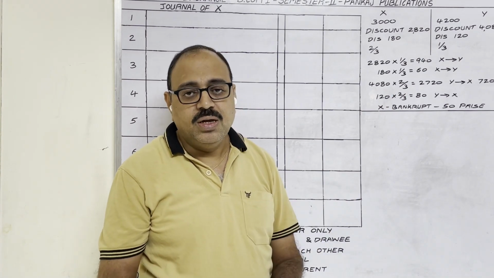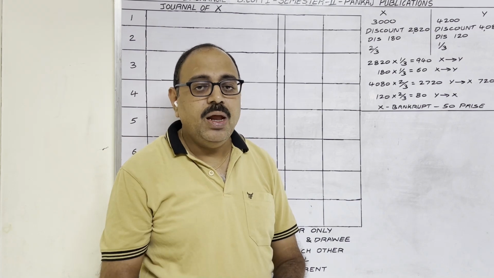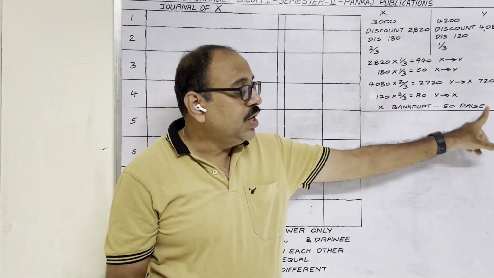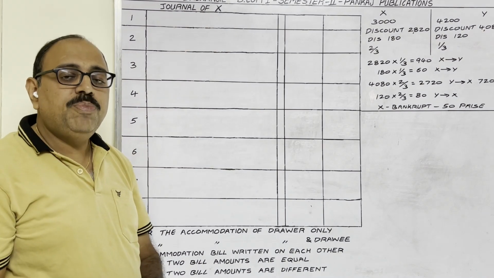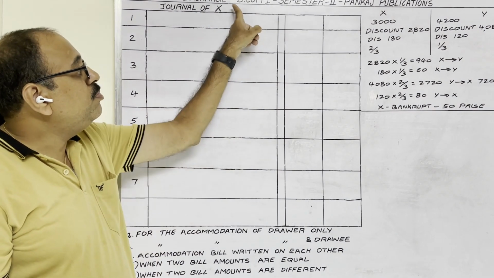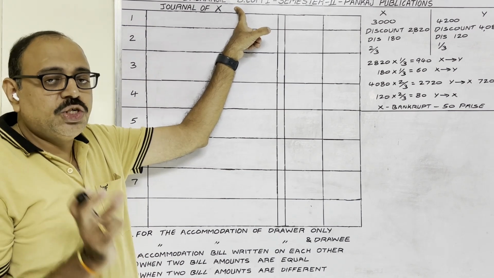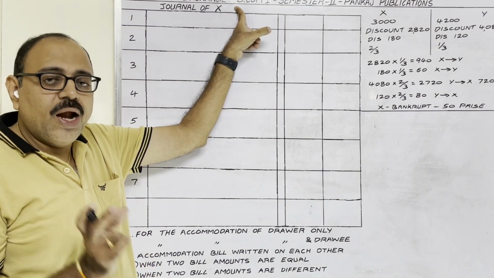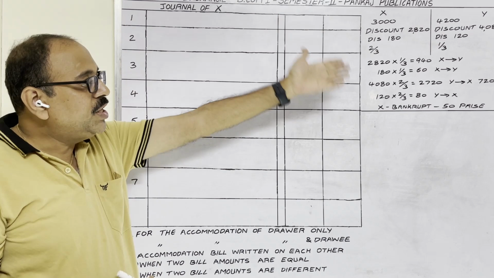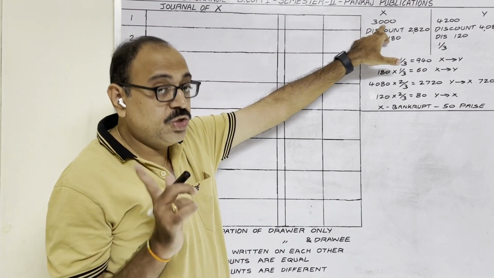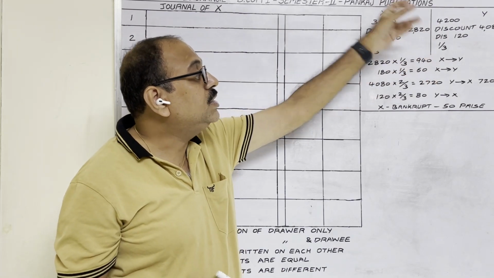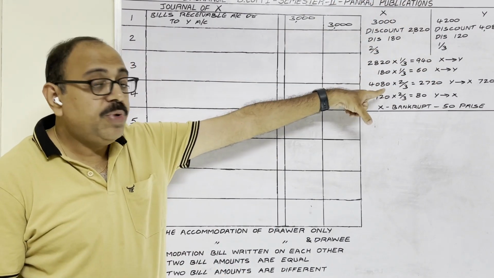This is the question. And what is it asking us to prepare? Journal of X, journal of Y. So first let us see the journal of X. In previous problems, I used to mention in brackets whether X is a drawer, drawee, endorsee, like that. But in the present problem, I cannot mention, because for the first bill X is the drawer, and for the second bill X is the drawee. So the present problem belongs to which model?